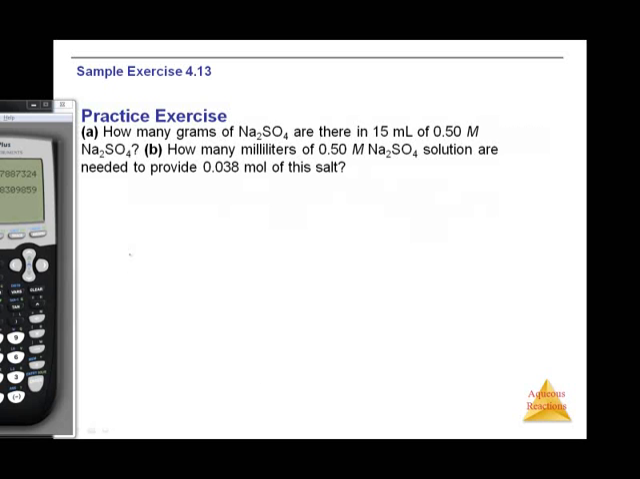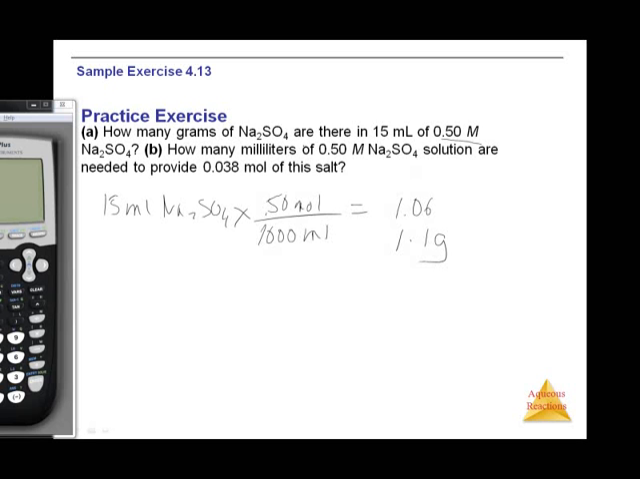Alright, how many grams of sodium sulfate are in 15 milliliters of 0.5 molar? So I got 15 milliliters here of sodium sulfate, and what I know is because it's 0.5 molar, that's 0.5 moles per liter. A liter is 1,000 milliliters, it has 0.50 moles, right? So that is going to be 1.06. So we're going to make it, 2 sig figs, because that's what we have here. It's going to be 1.1 grams.